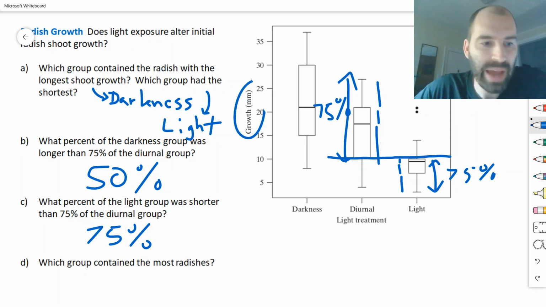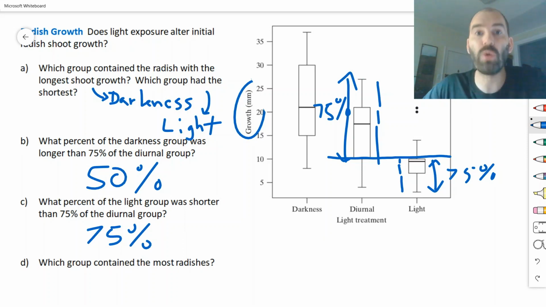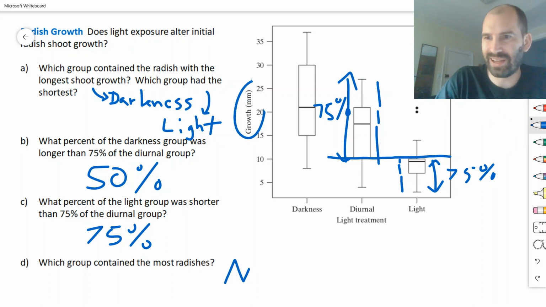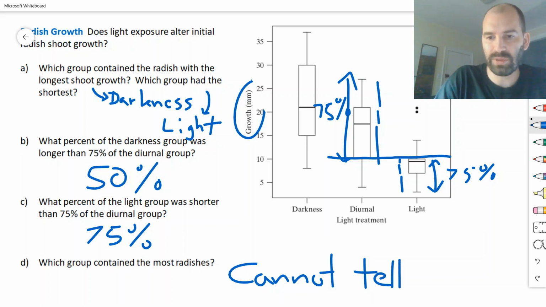Which group contained the most radishes? Part D. Well, does this data have anything to do with the number of radishes? No, it has nothing to do with it. These have to do with shoot growth lengths, right? The number of radishes in each group, we have no idea what that is. There could be only 4 radishes in the darkness group, and there could be 100 radishes in the light group. That could totally make these box plots. That's completely a possibility. Or it could be the other way around. We can't tell. So, oops, the answer is not no. The answer is can't tell. Cannot tell with the information given.